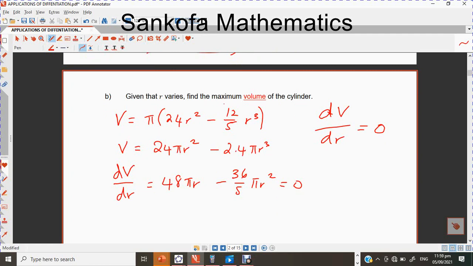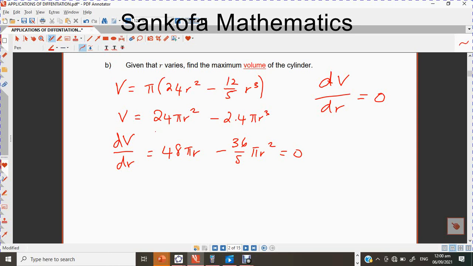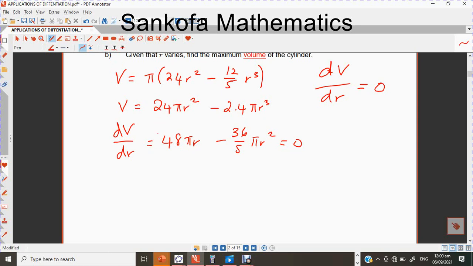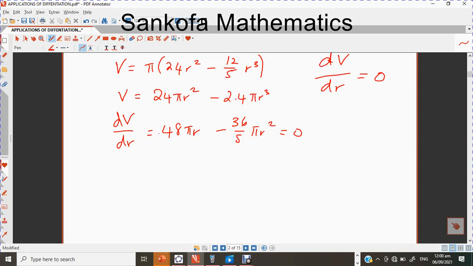So before we can find the maximum volume, we need to calculate our r, and then substitute it into this formula. We're already told that it's a maximum, so no need for us to check or determine whether it's a maximum. Okay, so this brings me to minus 36 over 5 pi r squared is equal to negative 48 pi r. Well, this is just simple algebra.